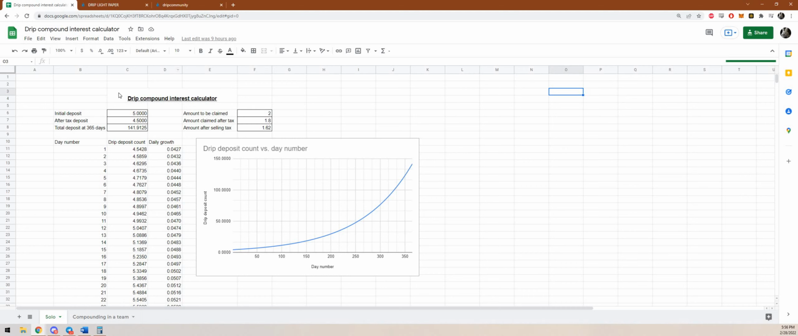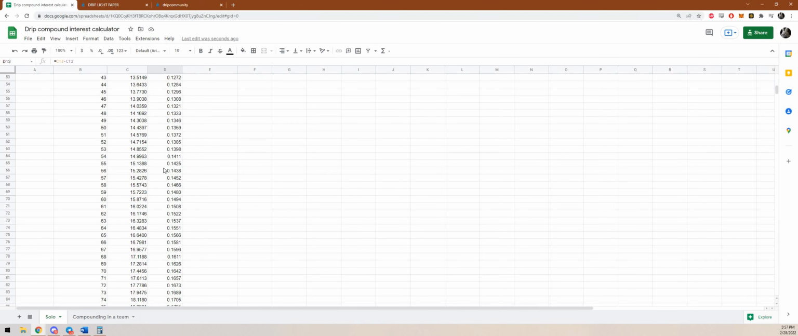So right here I have made a bit of a compound interest calculator, and all we have to do is put in an initial deposit. Let's say 10 Drip. There's a 10% tax for deposits, so now you have a 9 Drip deposit, and we can see as we scroll down how much daily growth we get.